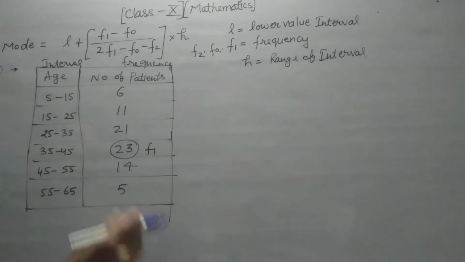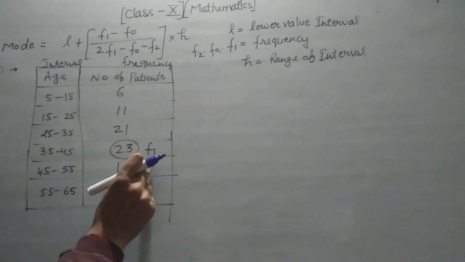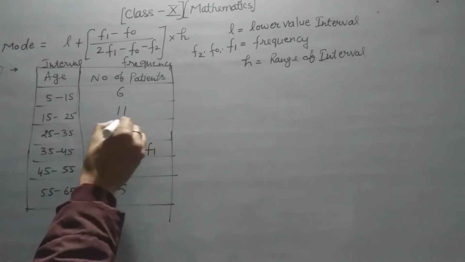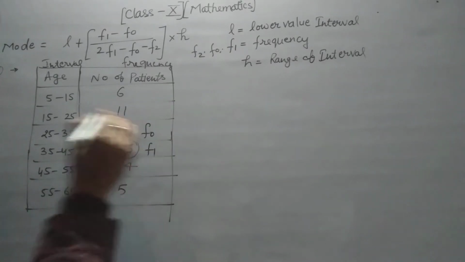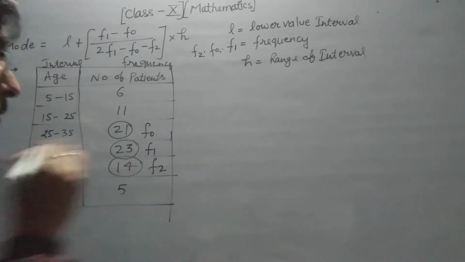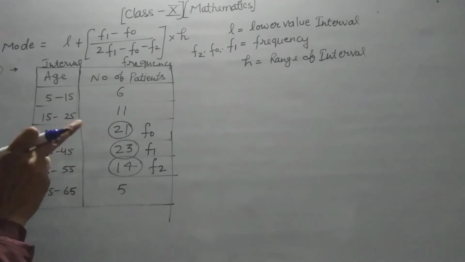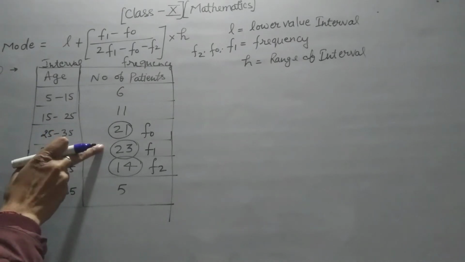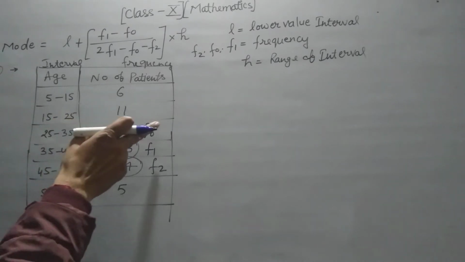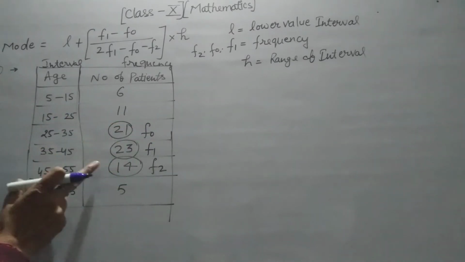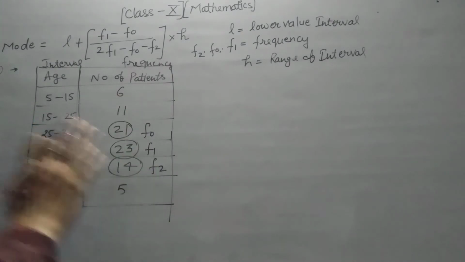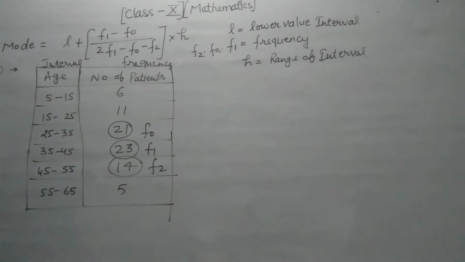Do you understand these things? This greatest value is known as the F1, and the value above it is known as the F0, and the value below it is known as the F2. Who is the greatest value? 23. So 23 works as F1, the value above is called F0, and the value below is called F2. Do you understand how to find the F1, F2 and F0?